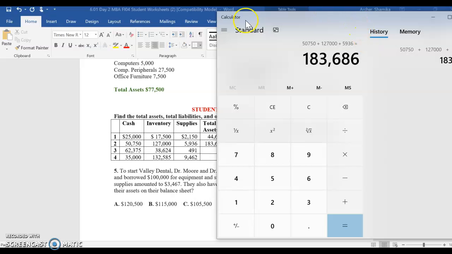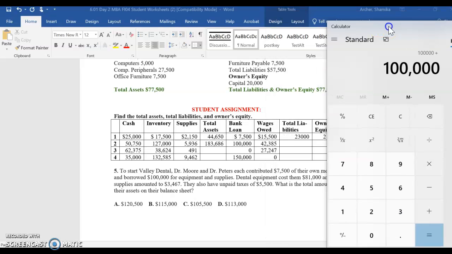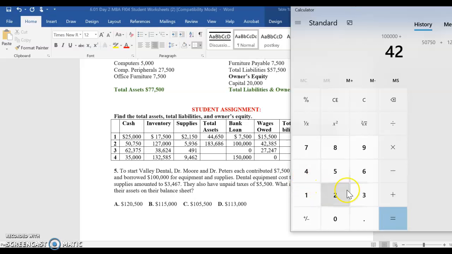So it's pretty much a straightforward answer on this one, but I'm still going to put it on the calculator. So 100,000 and what is that? 42,385. And that is 142,385.